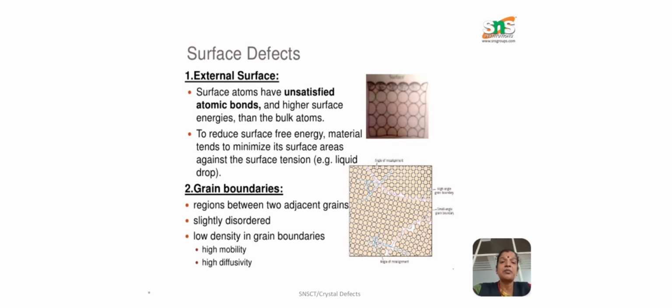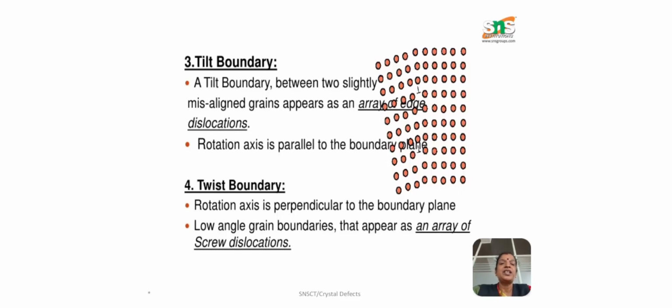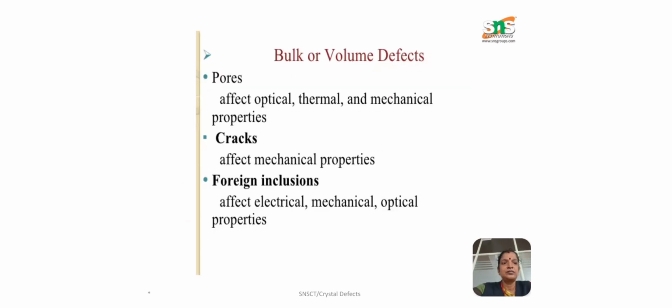The grain boundaries can be dislocated from their position. So here we have a low density in grain boundaries, that is high mobility and high diffusivity. Tilt boundary is nothing but the boundary between two slightly misaligned grains, which appears as an arrangement of edge dislocations. Here the rotation axis is parallel to the boundary, and in twist boundaries the rotational axis is perpendicular to the boundary plane.